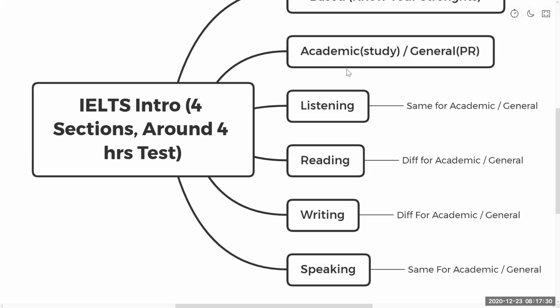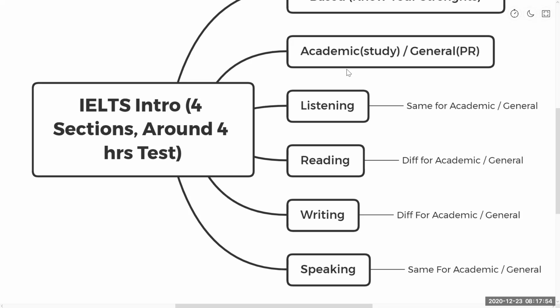They do give you around a minute's time before the start of each section to just read the nature of questions and the main points. So you get some time to read the question paper before the listening script starts. But yes, pretty much you have to listen and answer the right question, choose the right options.